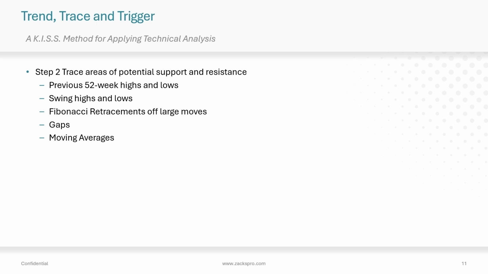Then you have gaps. These are gap ups or gap downs. They typically happen after major news events where the stock really moves a lot in the pre-market and then has to try to catch up with everything later on. And then you have moving averages. These are the 50-day, the 200-day, things like that. Those are the moving averages that could also be areas of potential support and resistance.